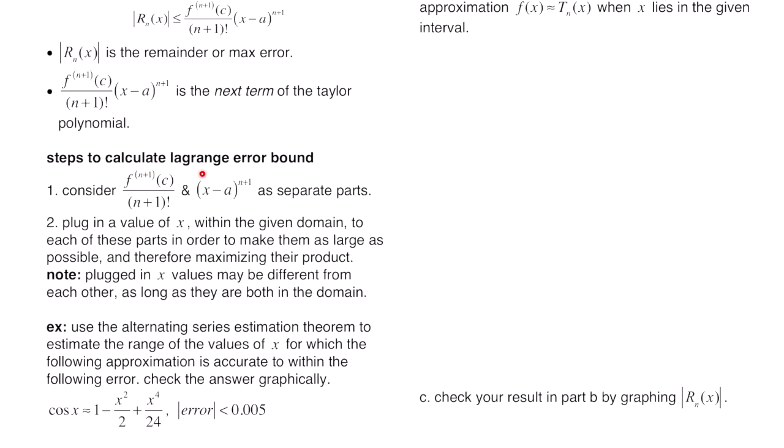Steps when calculating Lagrange error bound. You're going to consider this part of the formula and this part of the formula as two separate parts. Then we plug in a value of x within the given domain to each of these parts in order to make them as large as possible, therefore maximizing their product.